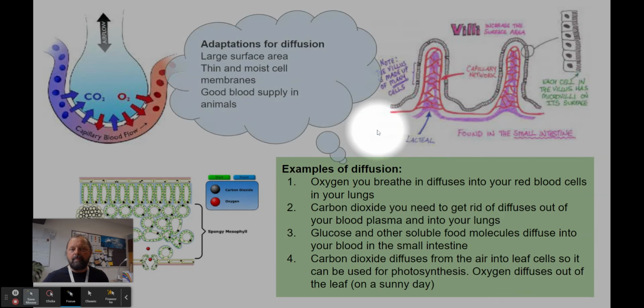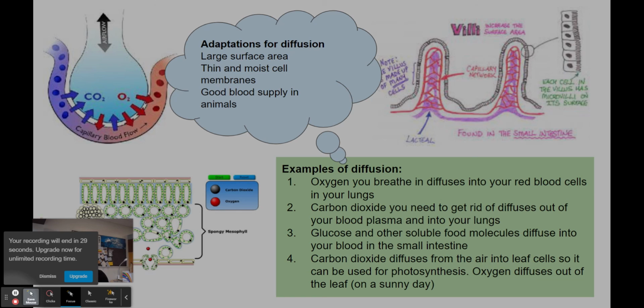Finally, remember that those structures in your body and in the leaf are adapted to be good at diffusion by having a large surface area, by having thin and moist cell membranes, and in animals by having a really good blood supply. That means lots of tiny capillaries to carry blood to these organs.